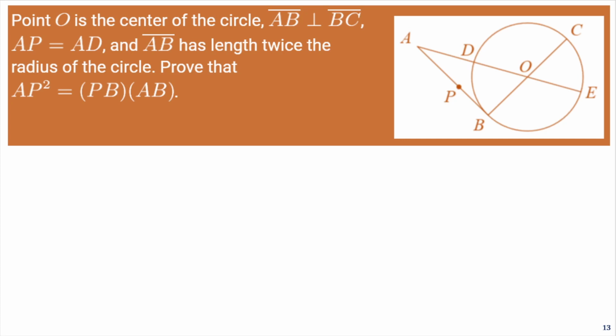Point O is the center of that circle. AB is perpendicular to BC. AP equals AD, and segment AB has length twice the radius of the circle. Can you prove that AP squared equals PB times AB?